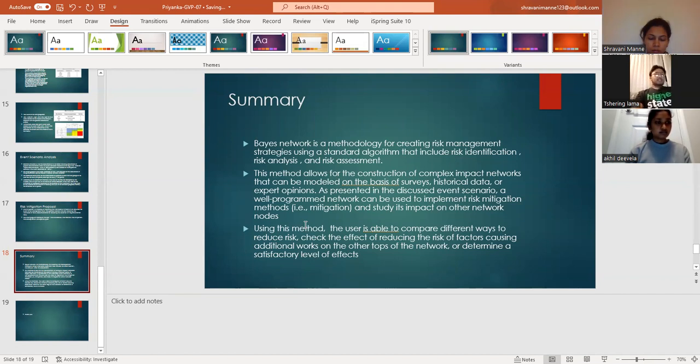As presented in the discussed event scenario, a well-programmed network can be used to implement risk mitigation methods and study its impact on network nodes. Using this method, the user is able to compare different ways to reduce risks, check the effects of reducing the risks of factors causing additional work on other types of the network, or determine a satisfactory level of effects.